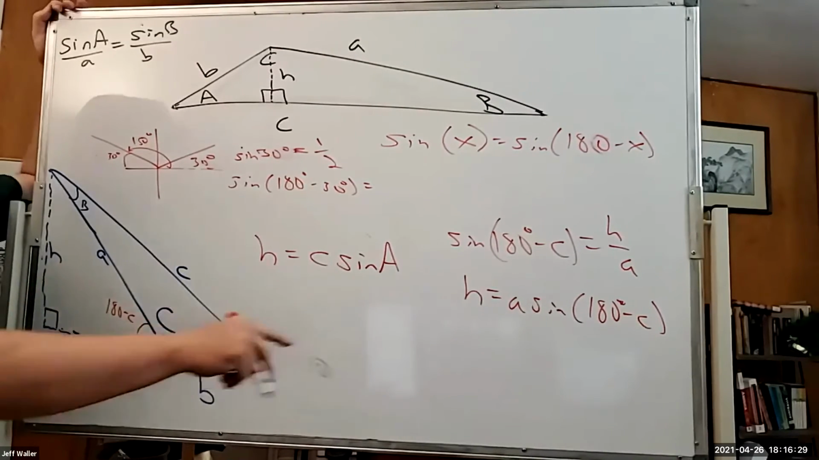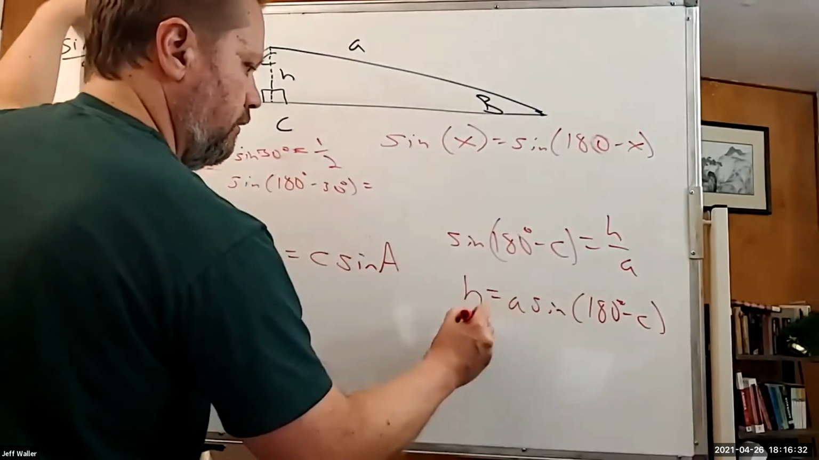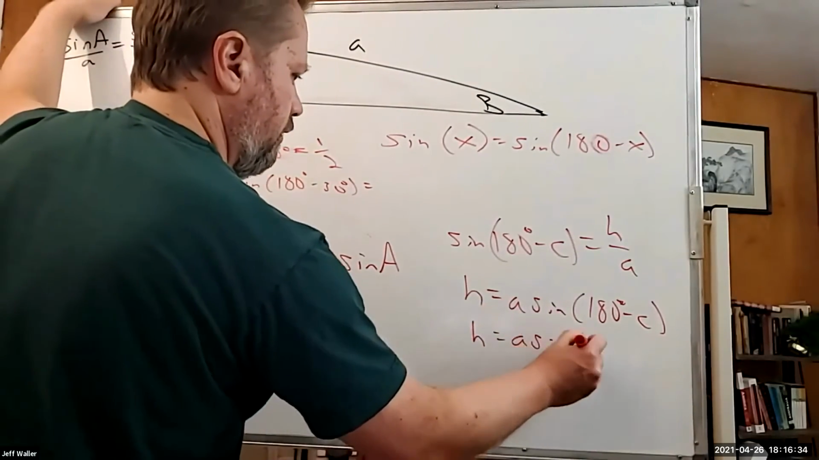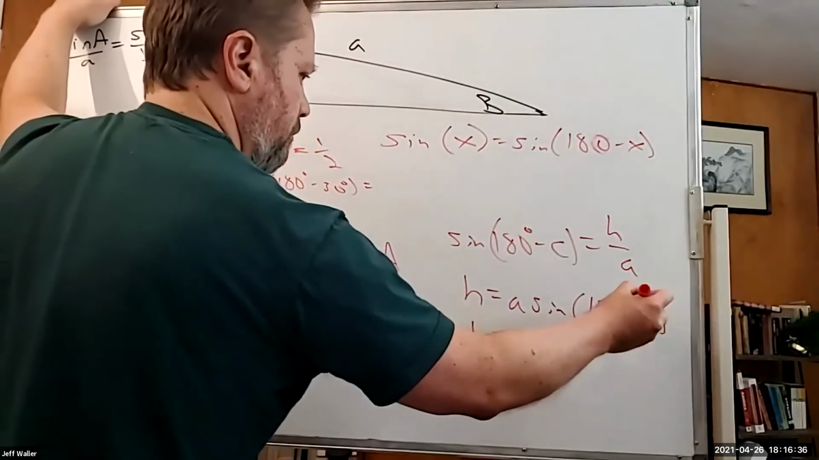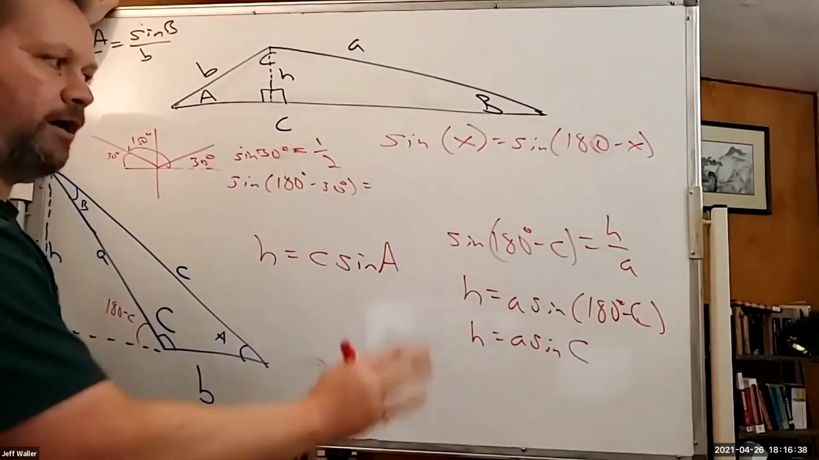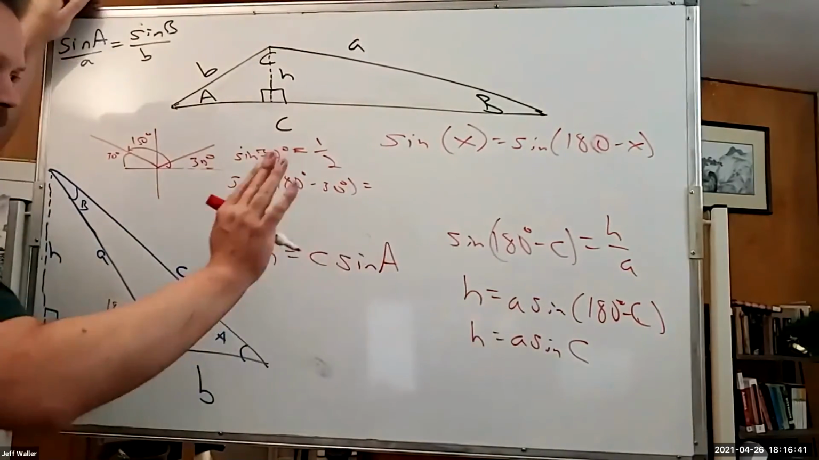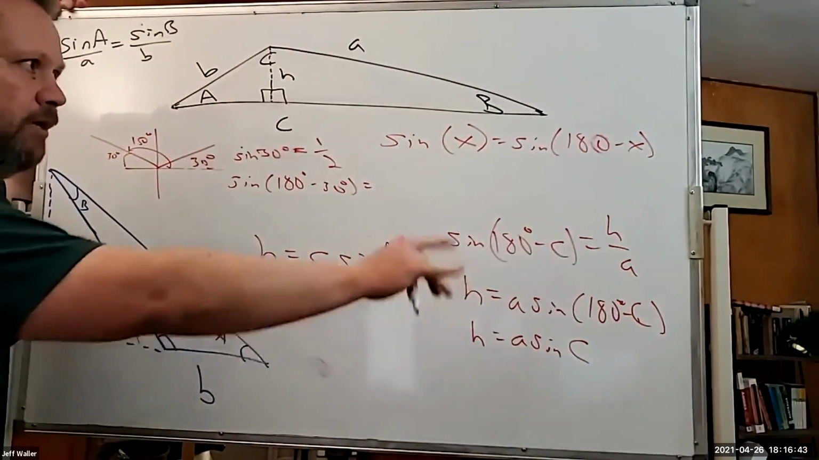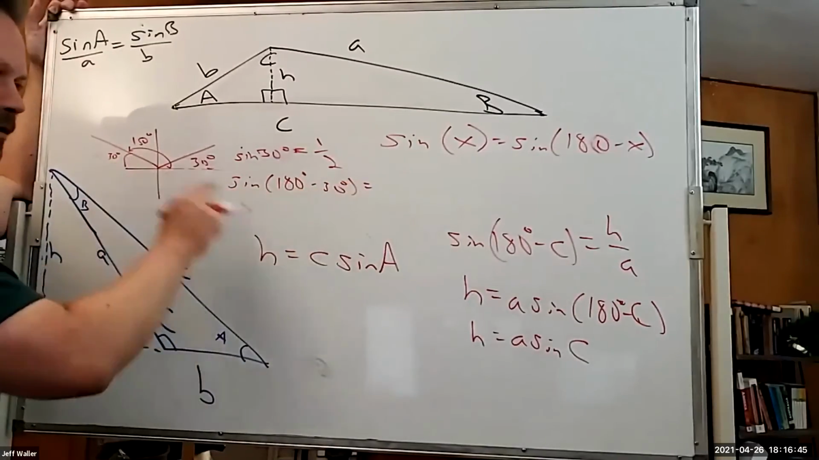Okay, so how can I rewrite this? This is h equals a sine of C. It's supposed to be the uppercase C. I don't know if you guys followed me on that. It's a little bit tricky, but not that big of a deal, dealing with reference angles.